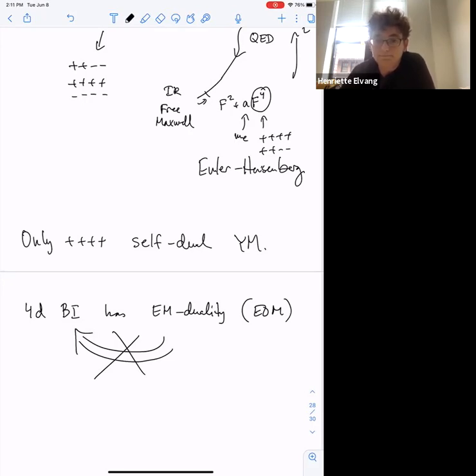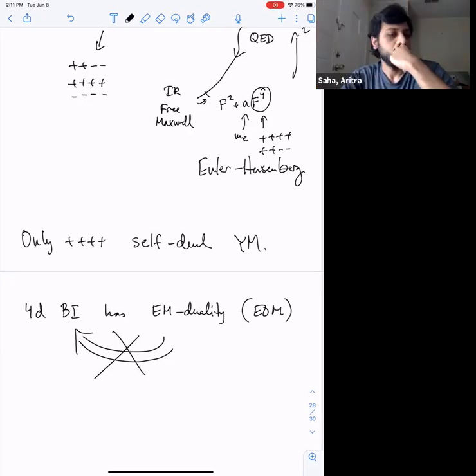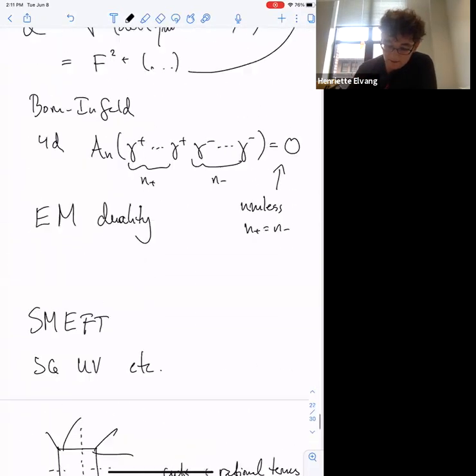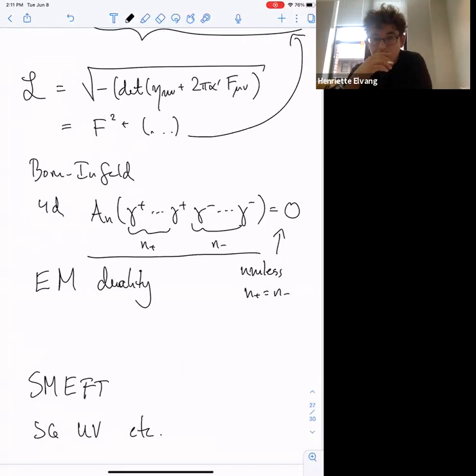From an amplitudes point of view, you'd have to go to eight points to see that there are operators that can come in with arbitrary coefficients and satisfy this type of electromagnetic duality identity here, which is all you need from the amplitudes point of view.